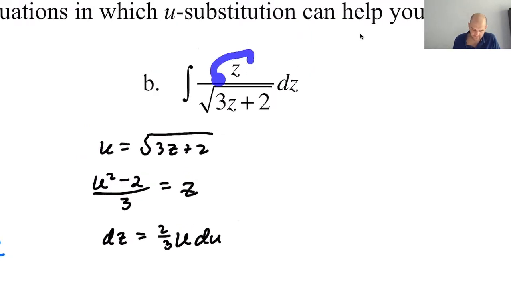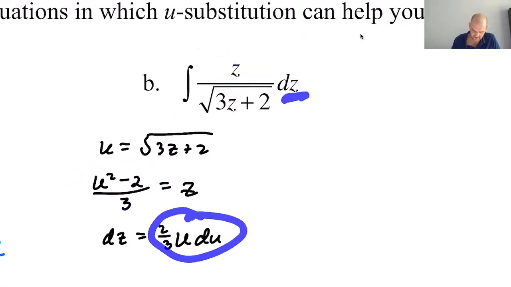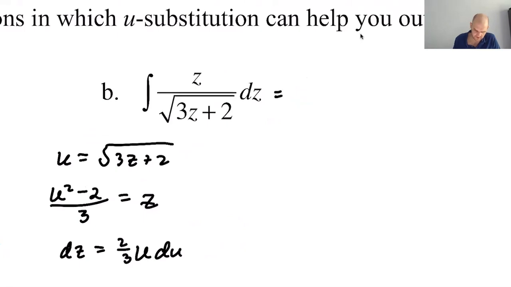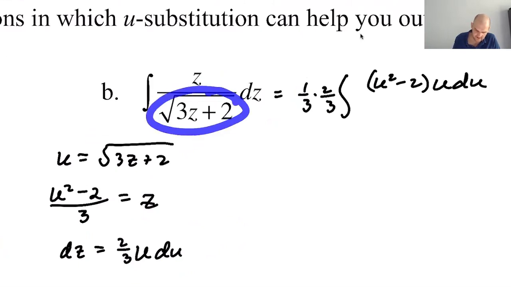I have to substitute for z, and for dz, and then for this thing, that's just u. All right, so I think we're good to go. There's a lot of constant multiples, right? When I substitute for z, I'm going to pull this 1/3 out. So I'm going to have 1/3 and then u squared minus 2. When I substitute for dz, there's a 2/3, so times 2/3 u du. And then when I substitute for this, it's just u.